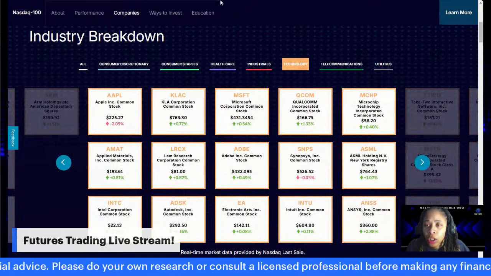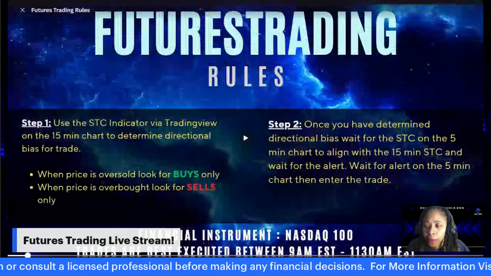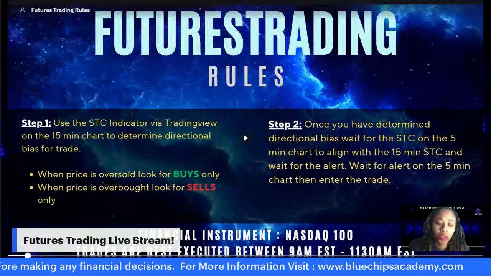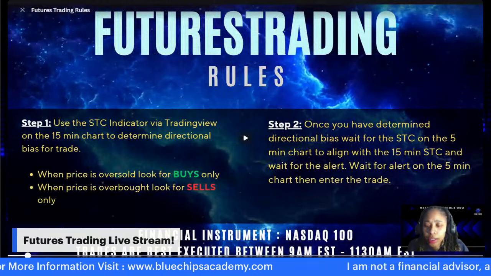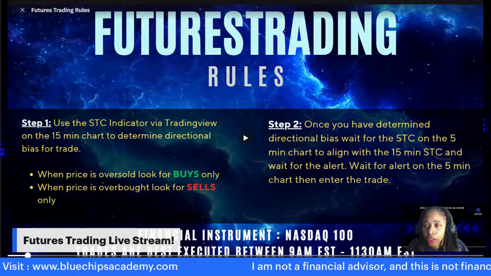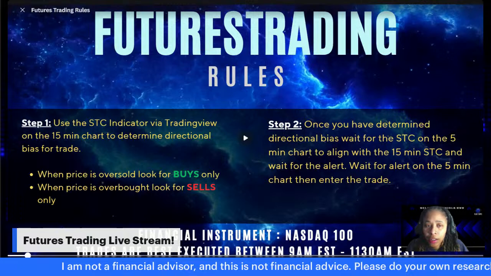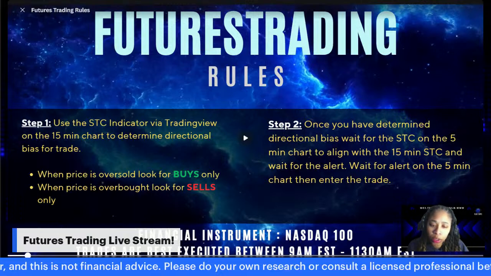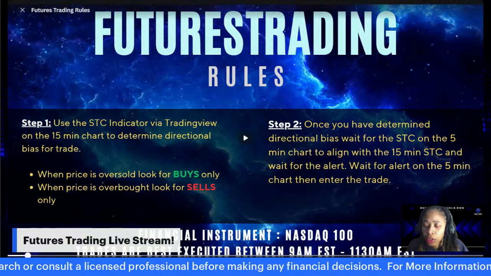When we get into our strategy, this is for futures trading. We cover a couple of steps. We try to keep things very, very simple. The first step is we use the STC indicator via TradingView. TradingView is a trading platform for those of you that aren't familiar. We use it on the 15-minute chart to determine directional bias for the trade.